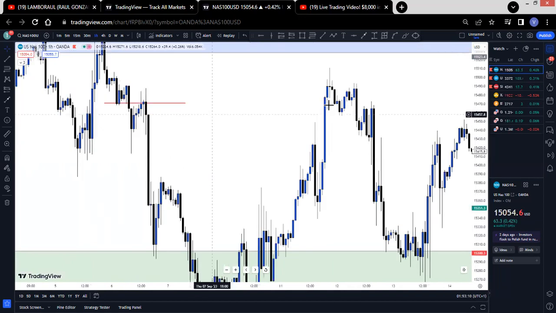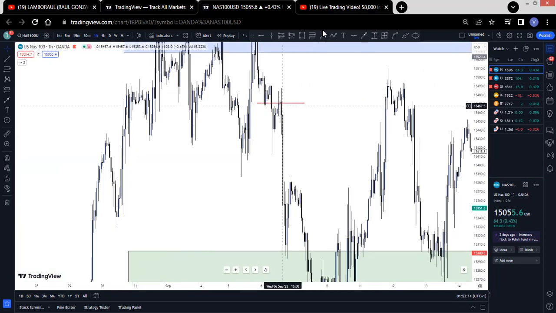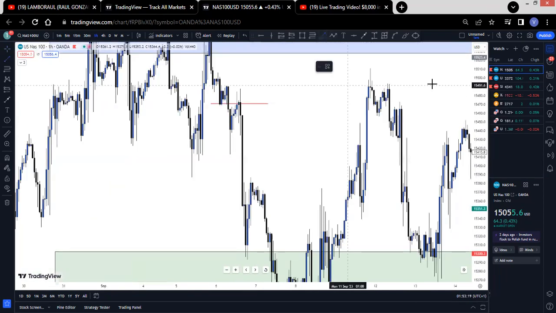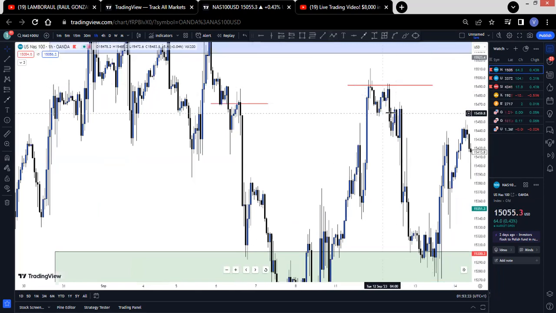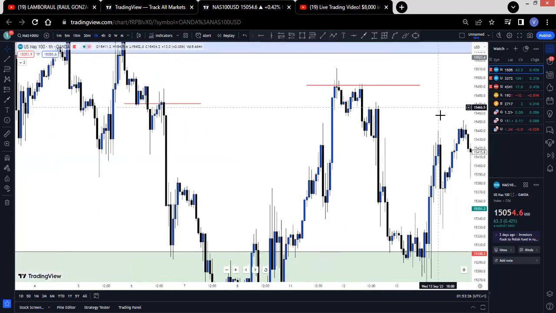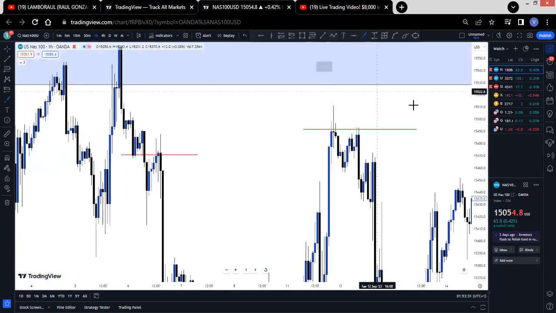So another high probability setup would have been this resistance sold in the form of a double top, and we saw another high probability entry would have been this candle right here, a very massive bearish engulfing. It engulfed this candle and this candle, creating a strong sell signal. As you can see, the candle is massive with very little buying pressure.